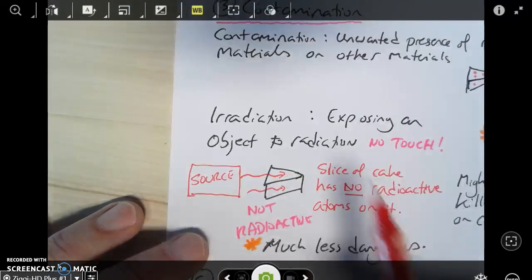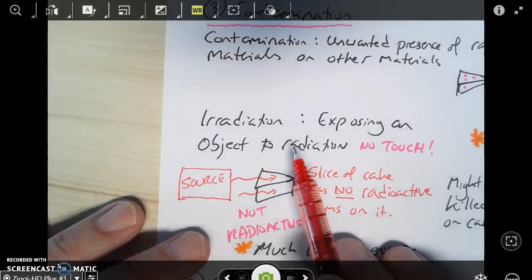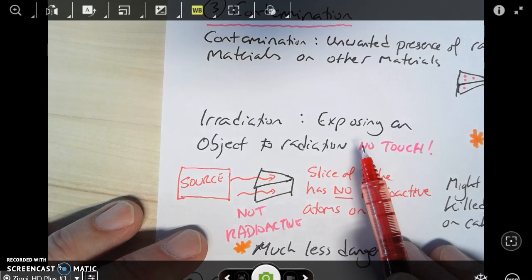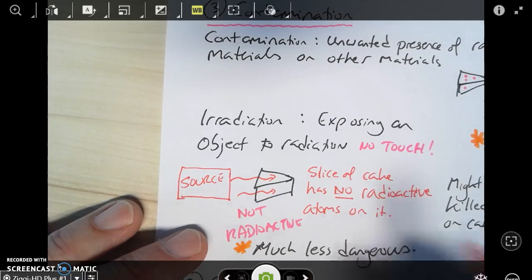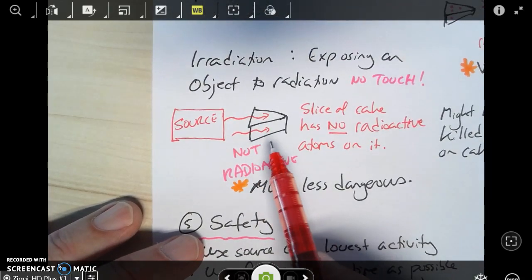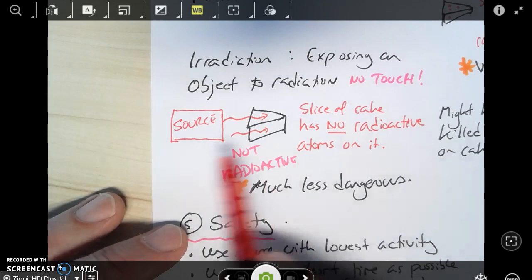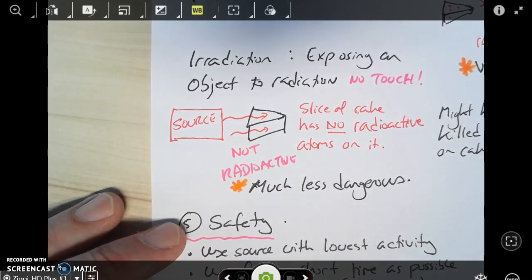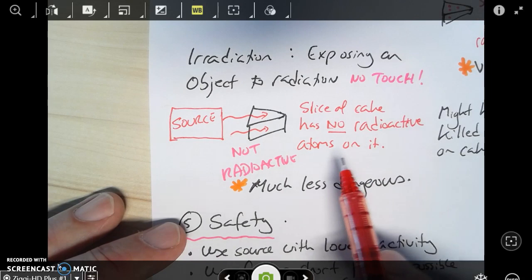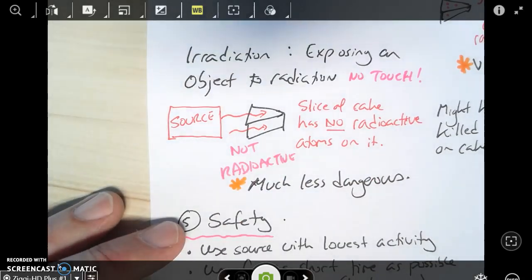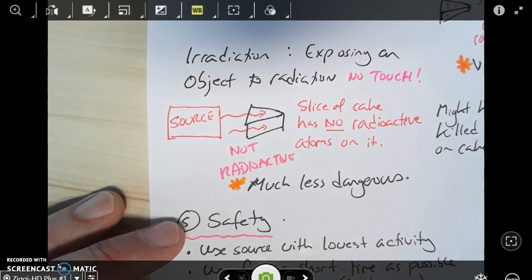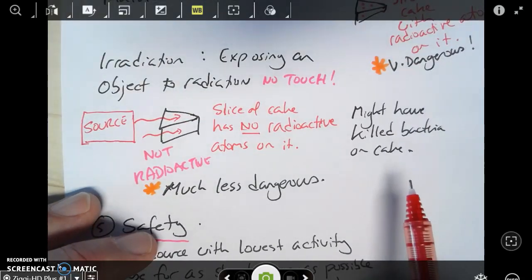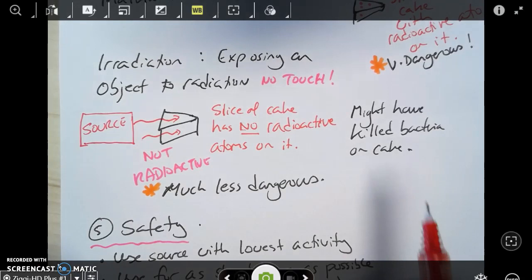Irradiation, the other type of exposure to ionizing radiation, is just where an item is exposed to the radiation, but it doesn't touch it. So it's exposed to the source, but it doesn't touch it. In this case, our slice of cake has been exposed to a source of perhaps gamma rays, but it hasn't actually touched it, so there's no radioactive atoms actually on that cake. That means the cake is not radioactive, and it's much less dangerous. You could quite safely eat that cake afterwards, and in fact we use this method to kill bacteria on things like fruit, so actually it might be slightly safer than before it was irradiated.